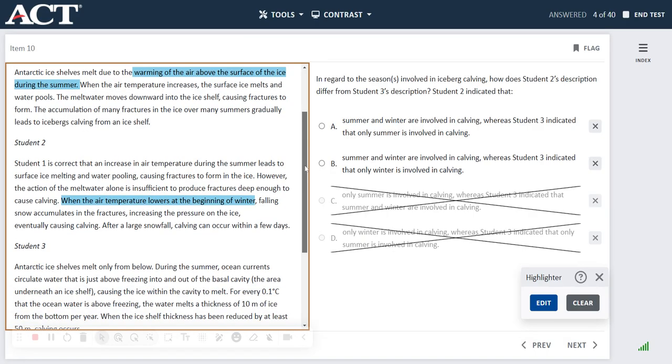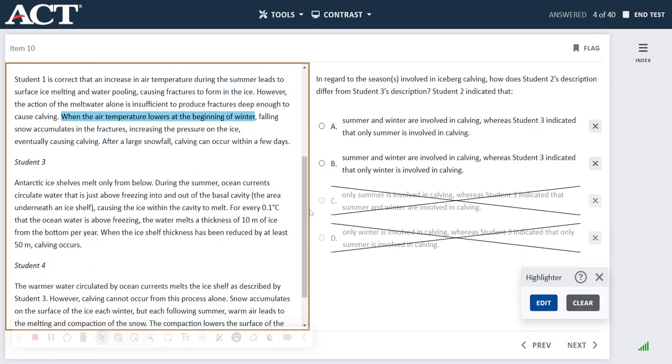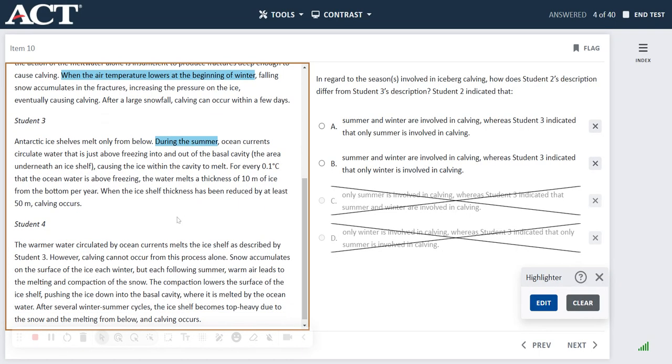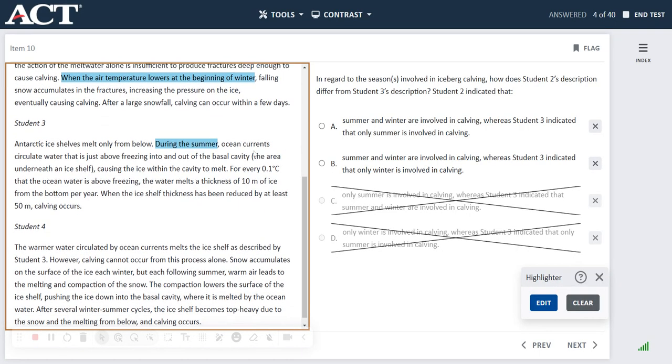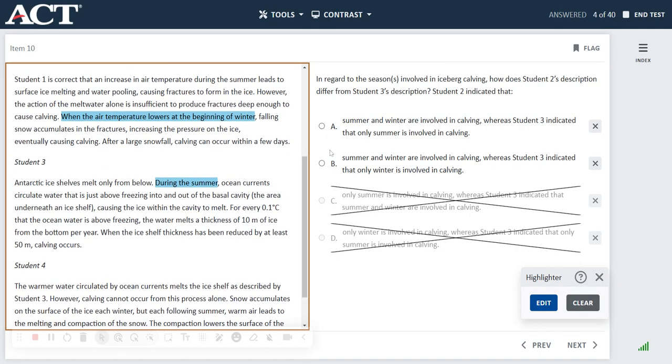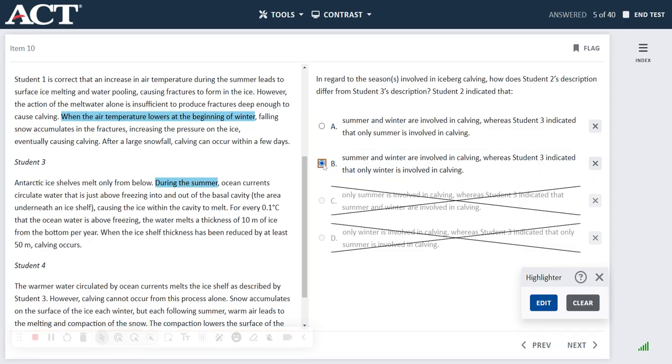Student 3 is the one that says only summer, right? Antarctic shelves melt from below during the summer. Okay. Student 4 says in the winter time we get more snow, but we're not worried about student 4. So is it only winter that student 3 says is involved? No, not only winter, only summer is involved. Almost got that one wrong. So student 3 says only summer is involved. So A.